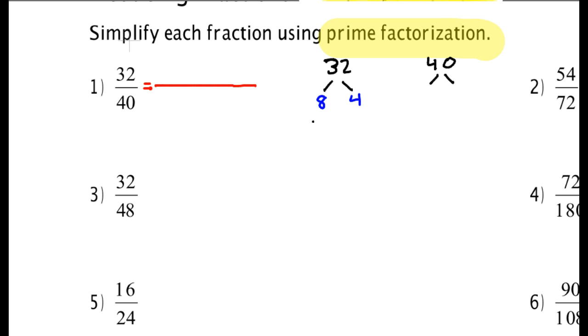And then 8 is 2 times 4. 4 is 2 times 2. How do you know when to stop? Yeah, when one of the factors is 1. So the only thing left with 2 is 2 and 1. So that's how you stop.